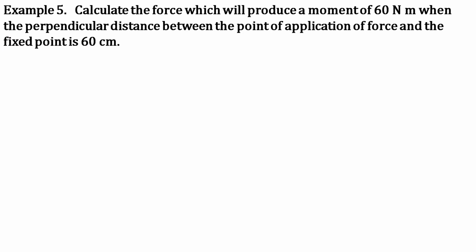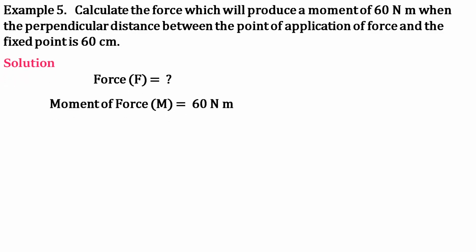Example 5 now. Calculate the force. This time F is unknown, which will produce a moment of 60 Newton meter. 60 Newton meter is moment of force when the perpendicular distance between the point of application of force and the fixed point is 60 centimeter. That means D is 60 centimeter. F is unknown, moment of force M is 60 Newton meter.